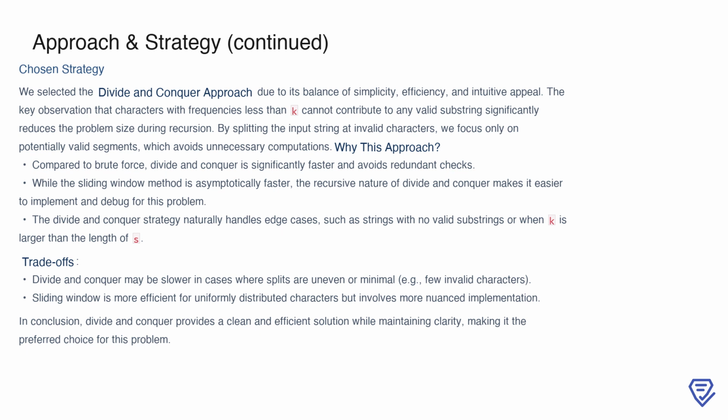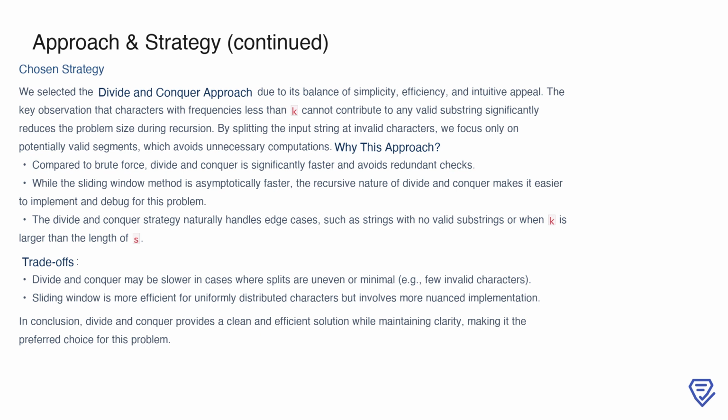While the sliding window approach is asymptotically faster, the recursive nature of divide and conquer makes it easier to implement and debug in this specific problem. Additionally, it naturally handles edge cases, such as when no valid substrings exist or when k is larger than the length of s.